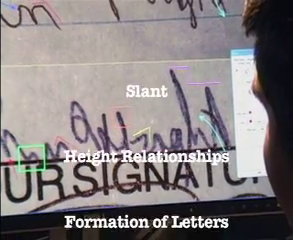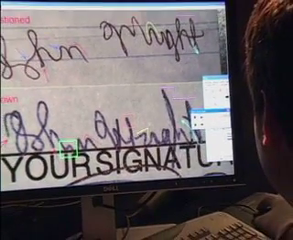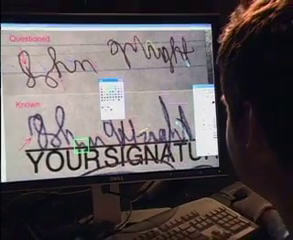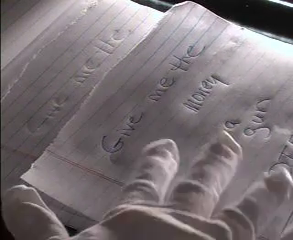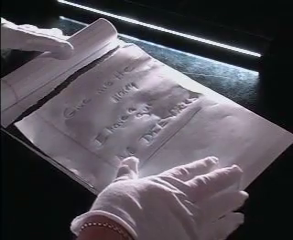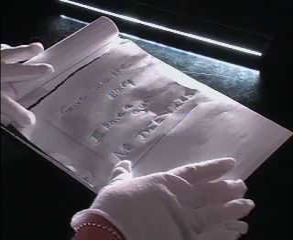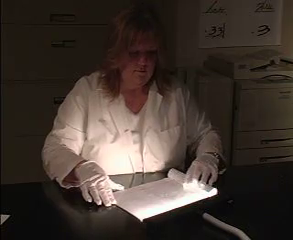Slant, height relationships, formation of letters, punctuation, and formatting are just some of the many features thoroughly scrutinized during an examination. The gender, race, or handedness of the writer is not able to be determined from the examination of these characteristics. Indented writing may be left on the underlying pages when the top sheet of paper is written upon. The quality of these writing impressions is influenced by pen pressure and paper thickness. These impressions are very useful as a form of linking evidence, such as tracing a robbery note to a writing pad recovered from a suspect's residence.